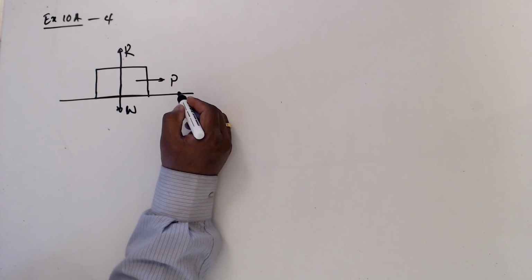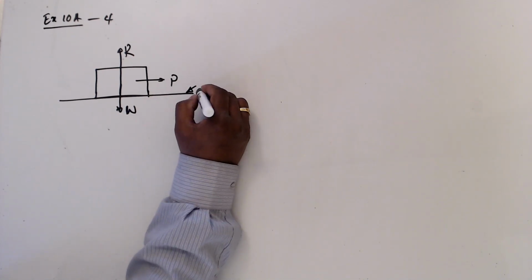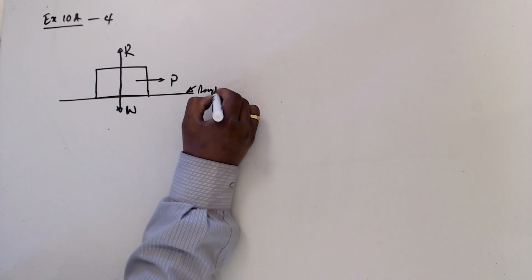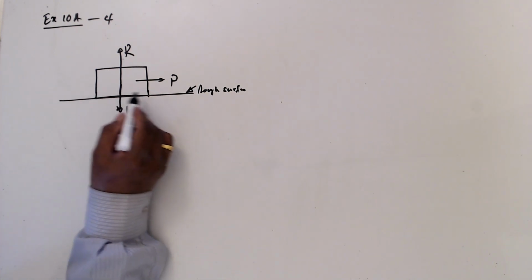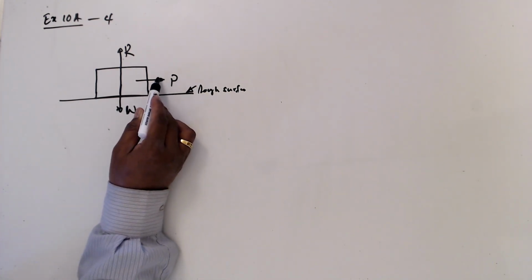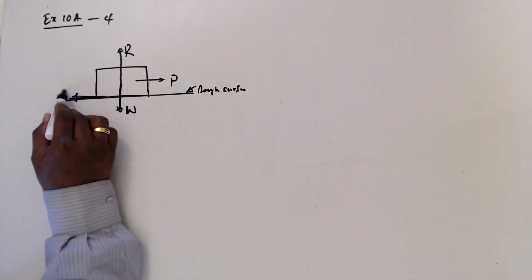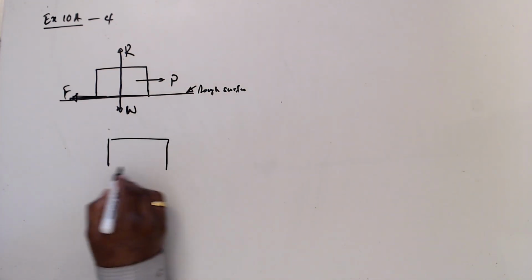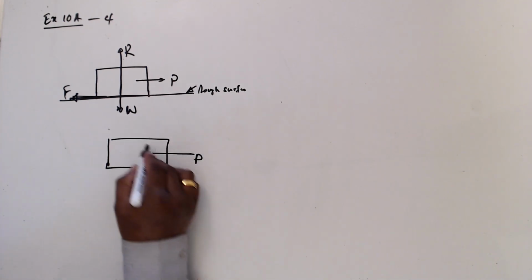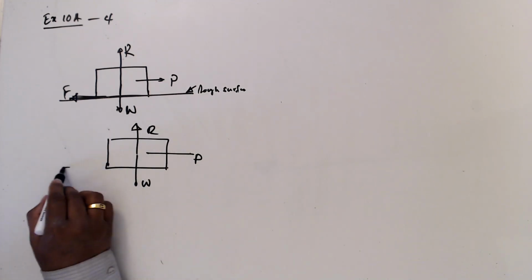and consider the resistance to the motion, because this surface is not smooth, so this is a rough surface, that's why they ask us to consider the resistance. So the resistance will act opposite to the moving direction, like this, F. So then if you take the car, this is the box, P, R, W and F.